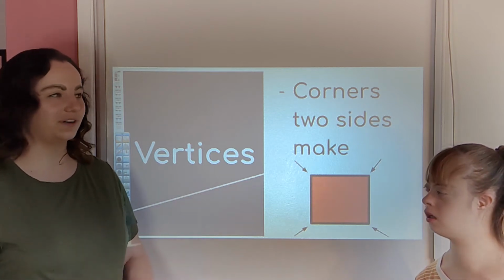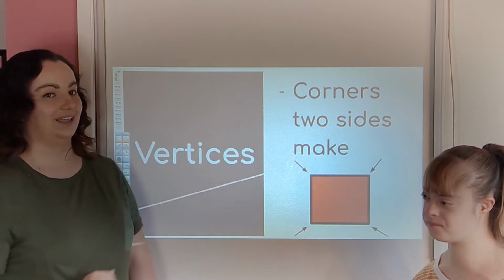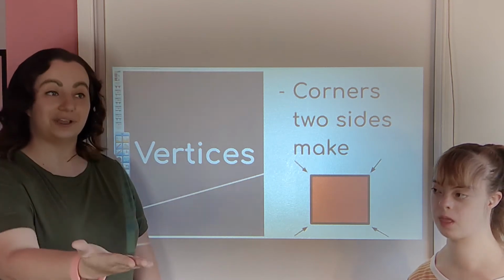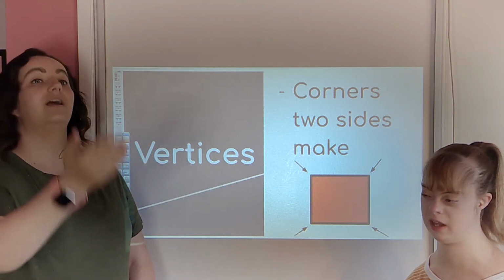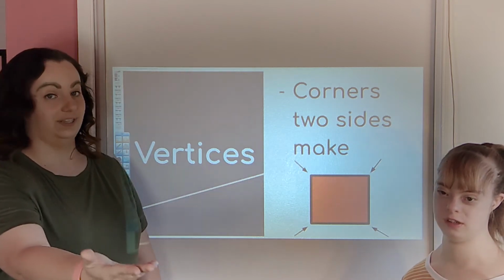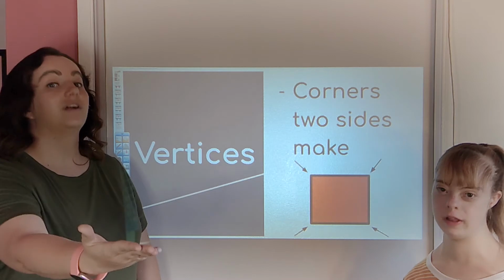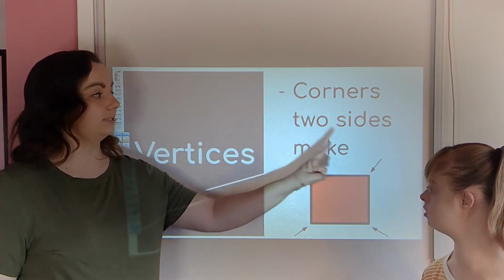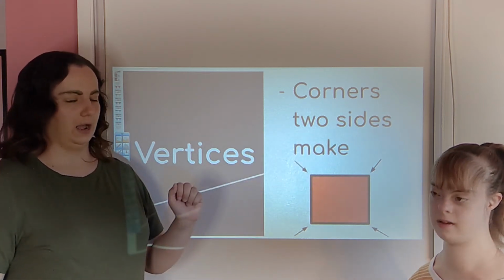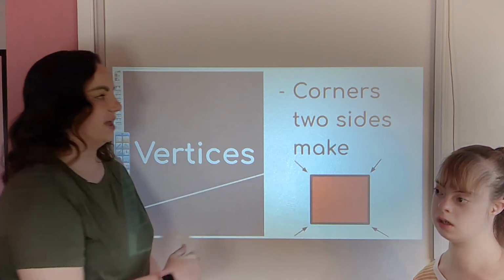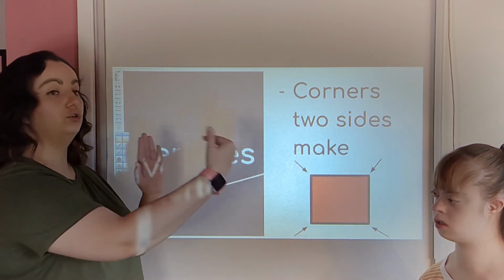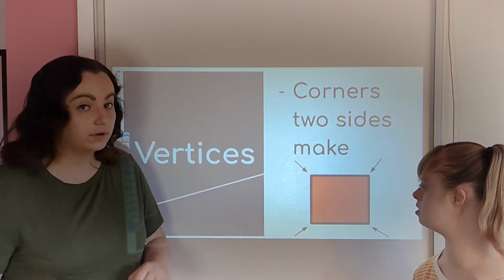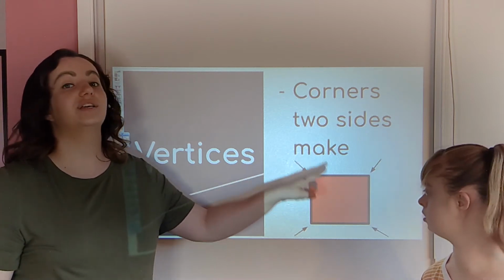Kind of a fun big word there. Vertices. Let's get comfortable saying that word. I'm going to say vertices, and I'm going to point to you to say vertices. Ready? Vertices. Again, vertices. Very good. Vertices are the corners two sides make. So a vertice is that corner where two straight lines, two sides, meet. Instead of calling it just a corner, though, we call it a vertice.